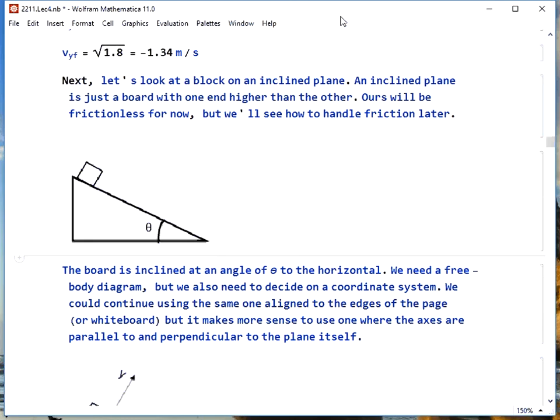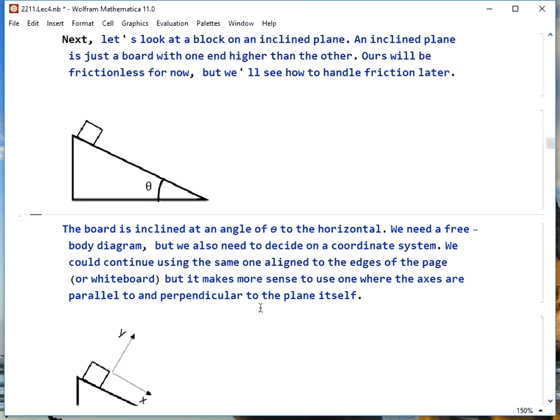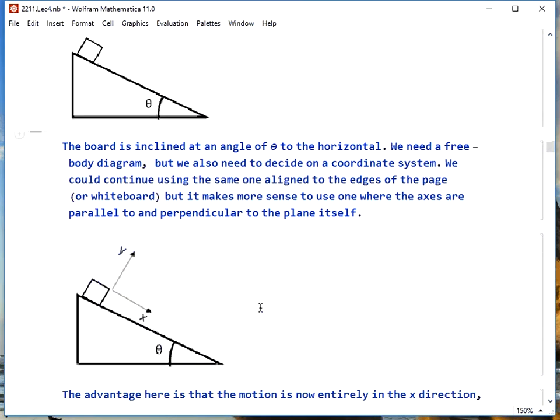Our next example is a block on an inclined plane, which is just a board where one end is higher than the other. We're going to use a frictionless board now, but we'll see how to work with friction later. We're going to incline the board at an angle of theta degrees above the horizontal. We need a free body diagram, but we're also going to put in a coordinate system that's beneficial to us.